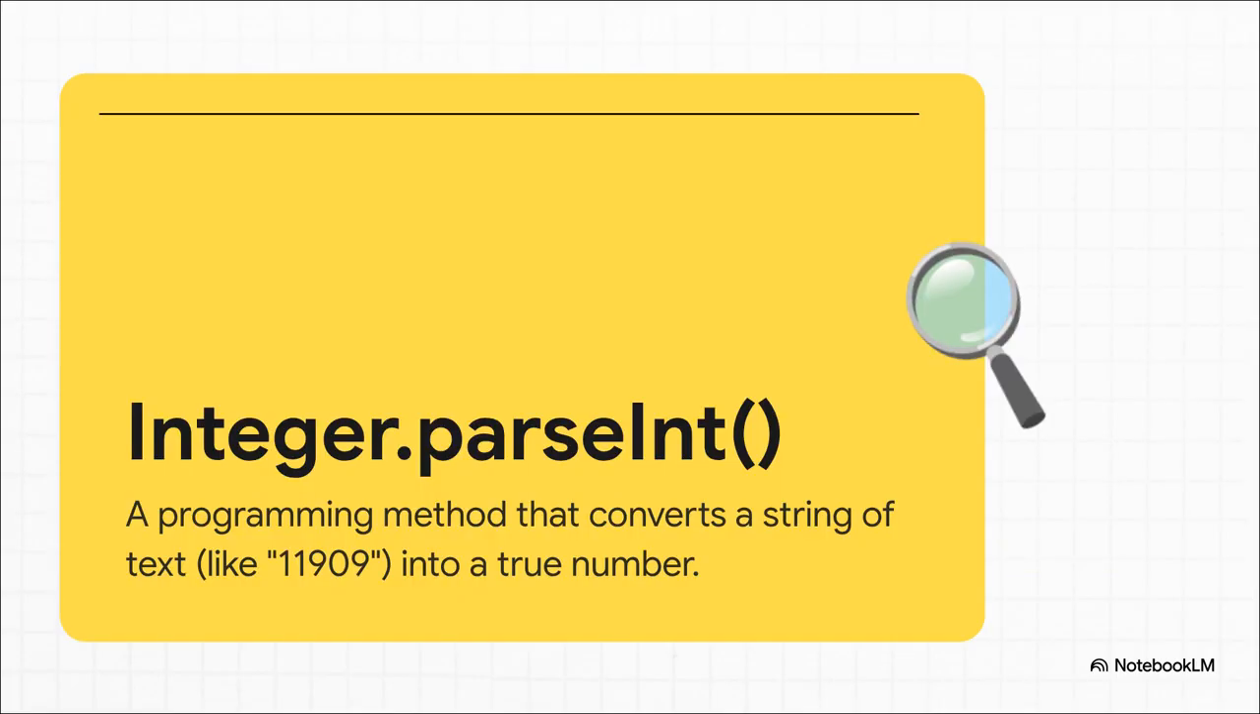When the script grabs 1199, it sees it as text, like a word. It doesn't know it's a number it can count with. So we use a handy little programming method, something often called integer.parseInt, to do a quick conversion. It turns the text 1199 into the actual number 1199. And now, finally, our script has its finish line.